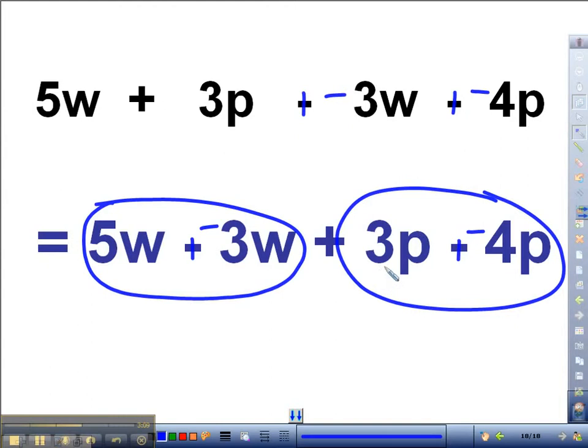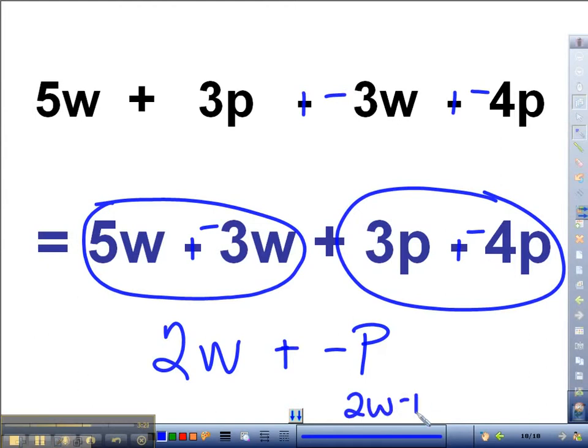I just rearranged things. So I have 5 watermelons, plus I'm taking away 3 watermelons. So I'm left with 2 watermelons, plus what happens when you have 3 pineapples and you're adding -4? You're taking 4 away. And you get a negative pineapple. And a lot of people will write that as 2W minus P. Because here you can add a line and change the sign and get back to the original.